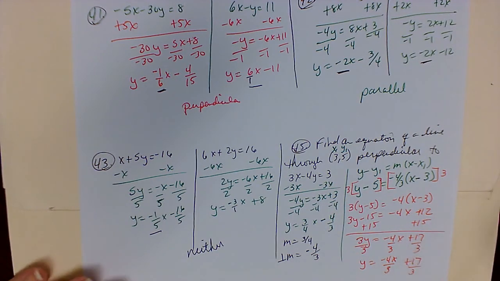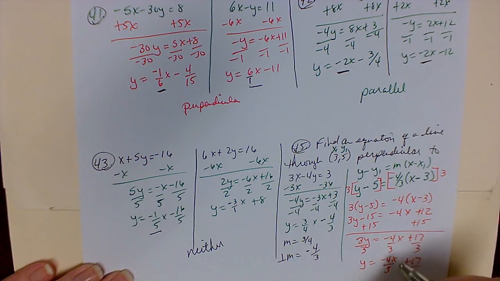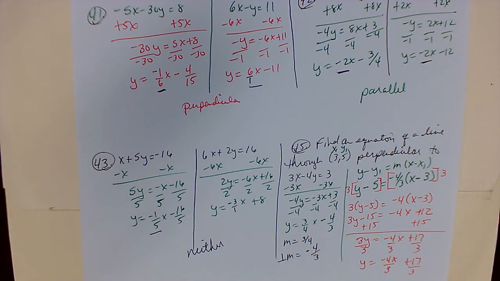And the main thing you want to make sure of is that the slope you started with is the slope that you end with. If you didn't end with the same slope, something went wrong.